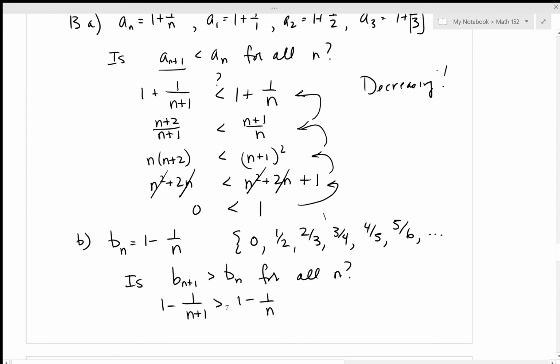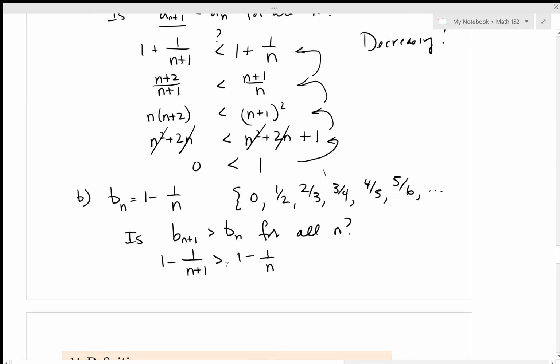Okay, then I do a little bit of algebra on this, and I get n over n plus 1 greater than n minus 1 over n, and then I see n squared greater than n squared minus 1. That is always true. N squared is always bigger than n squared minus 1. I mean, that is 0 is greater than minus 1. So then that one is true and that one is true. So this is, in fact, as I set it up in the beginning, an increasing sequence.